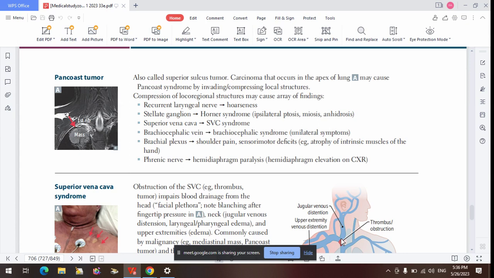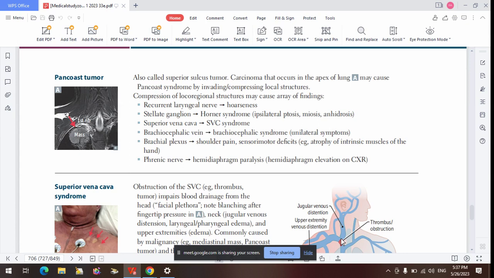So you have impaired venous drainage on both the right and left sides of the upper limbs, as well as the head and neck. The person will present with venous congestion of the head and neck, and there will be cyanosis. They can have facial plethora. The face will just be red and the mouth will be blue. What else can they have? They can have laryngeal edema.